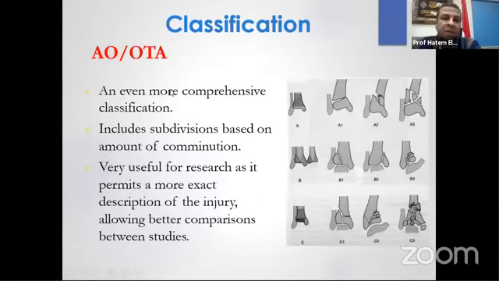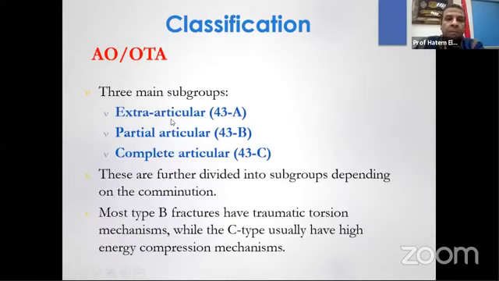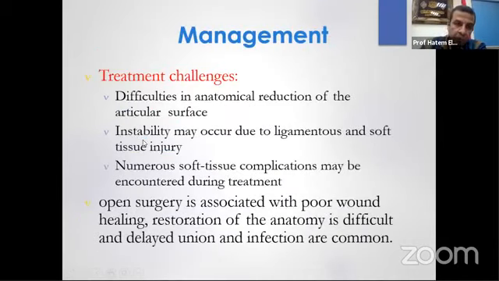AO and OTA classifications are more comprehensive classifications. They are commonly used for research and comparison in research. Type A, B, and C. Type A, extra-articular fracture. Type B, partial articular. And type C, complete articular fracture.